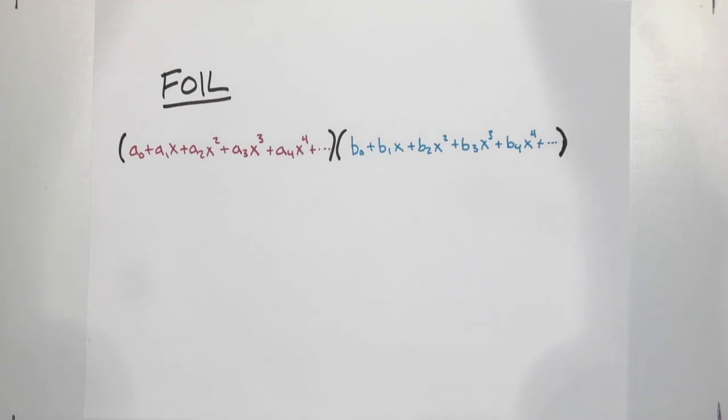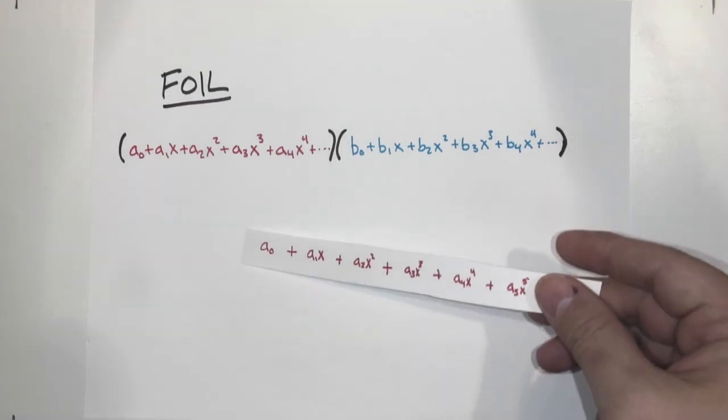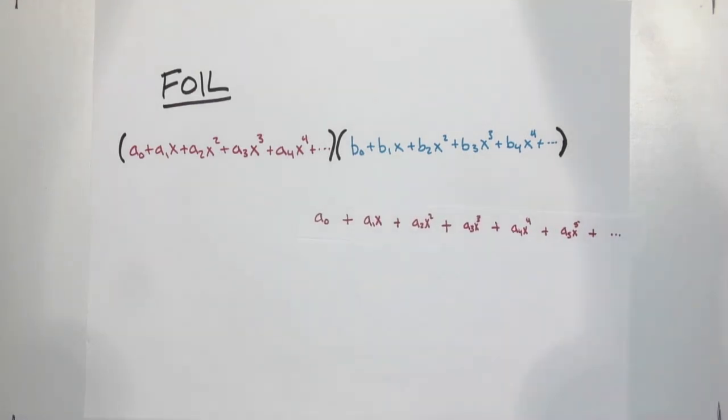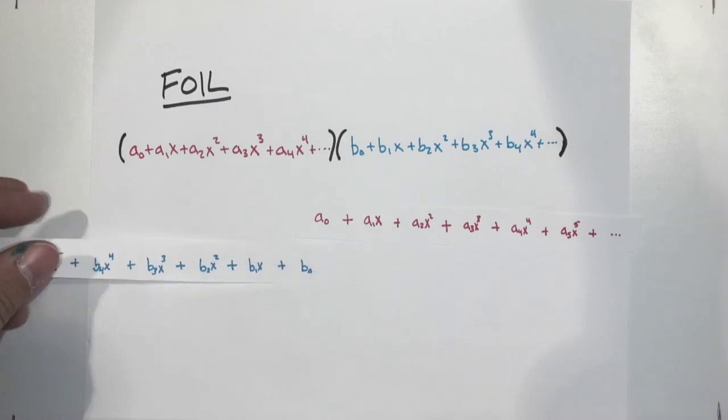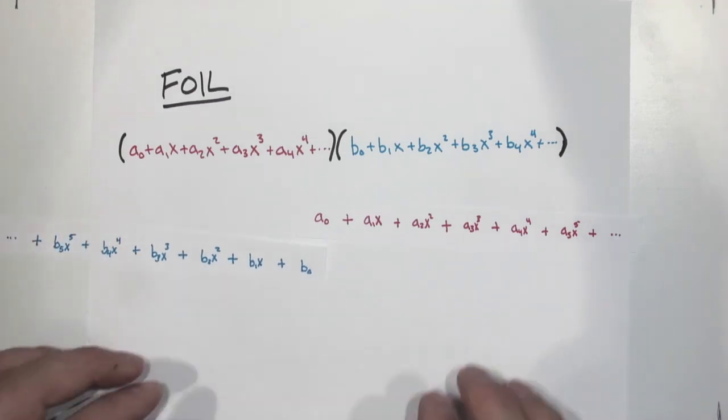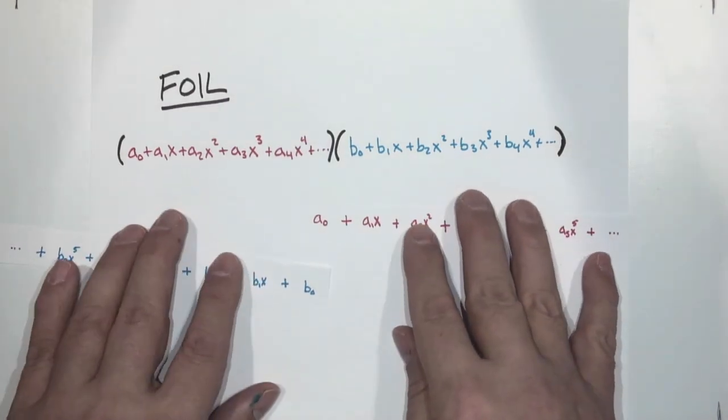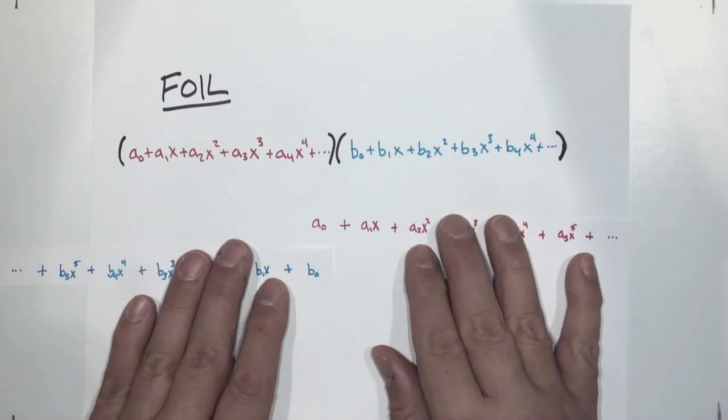All right. Now, what's one way to think about it? Well, one way to think about it is I'm going to start with one polynomial, and I'm going to write the other one, but I'm just going to write it in reverse order. Now, suppose I wanted my constant terms. How can I form a constant term?